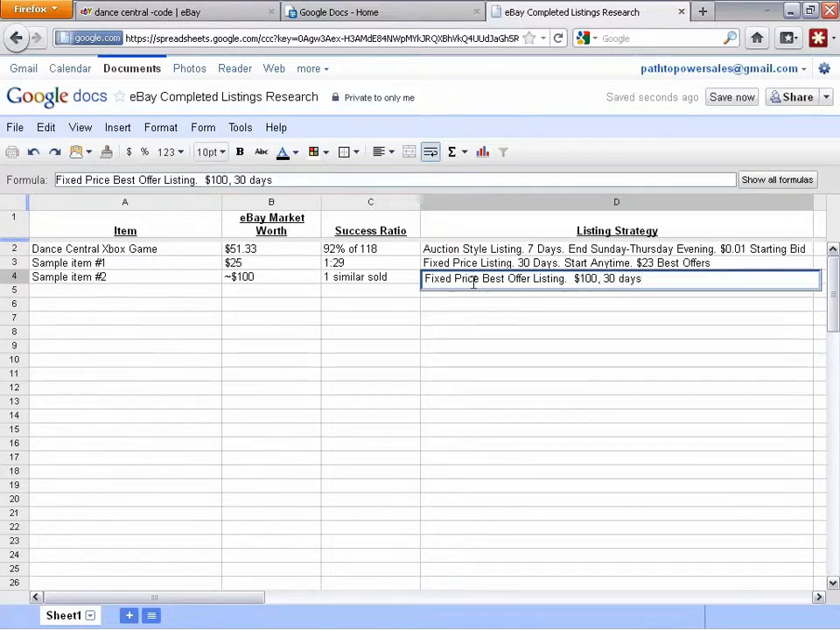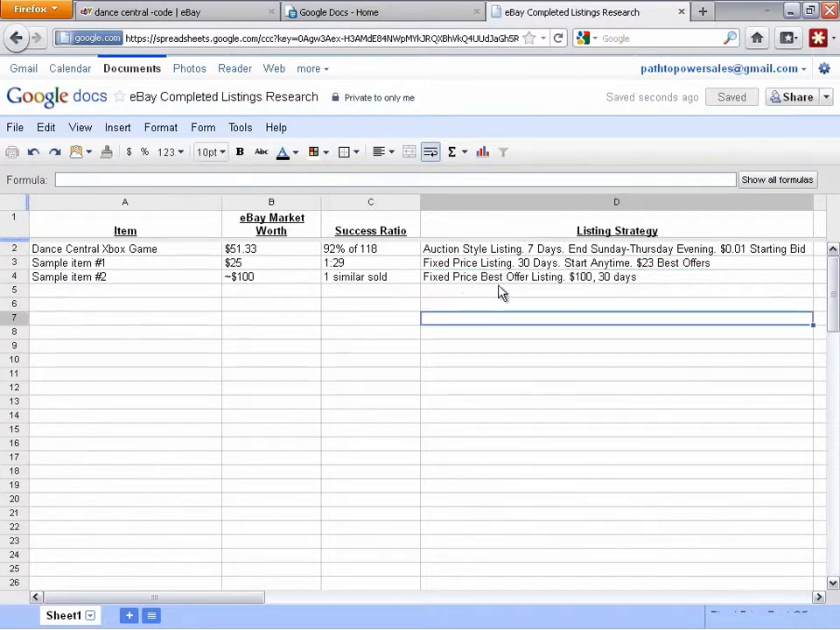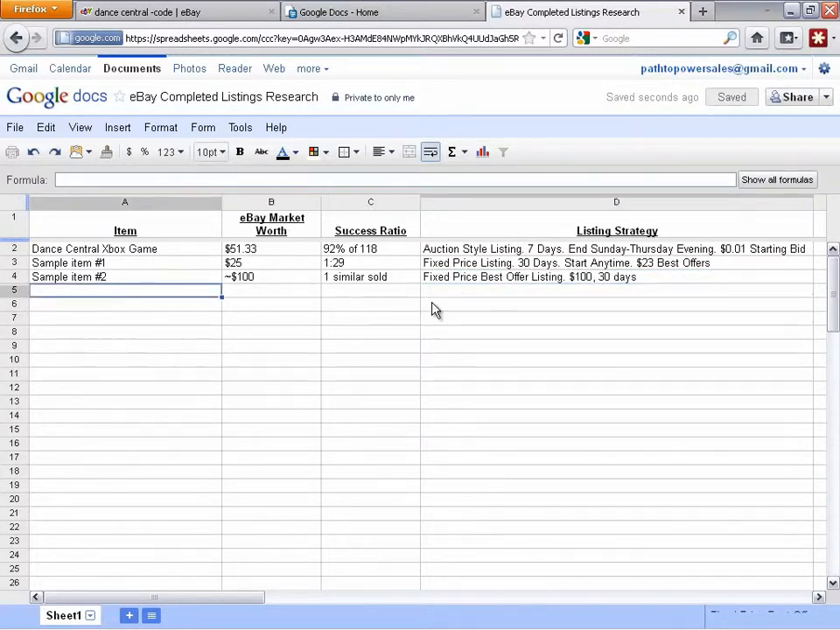So if I was going to create a listing for this sample product, I would create a 30-day fixed price best offer listing listed at the price that I want out of the item. In this case, that would be $100. Then, depending on how many views and offers I receive, I could also negotiate the final sell price with a potential buyer.